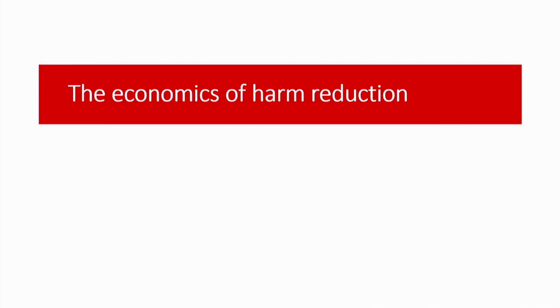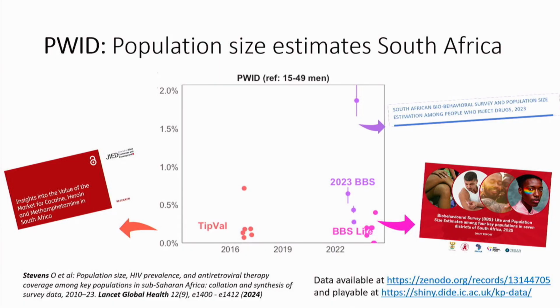When it comes to harm reduction, the picture is a little bit more sketchy in terms of how much economics has actually helped to make the case. There are a number of different population size estimates in South Africa. I'm sure they have been mentioned across the conference. These are the three biggest surveys that we use. And as you can see, they come in with values between 0.5 and about 2% of adult people. This is now adult men, but it's more or less the same for the entire population.